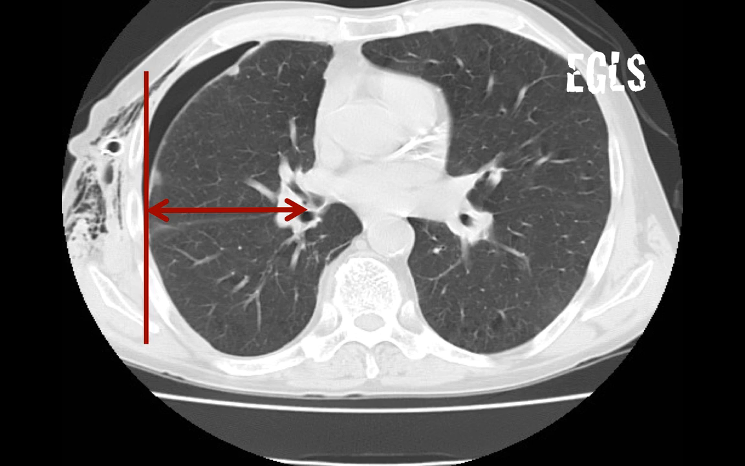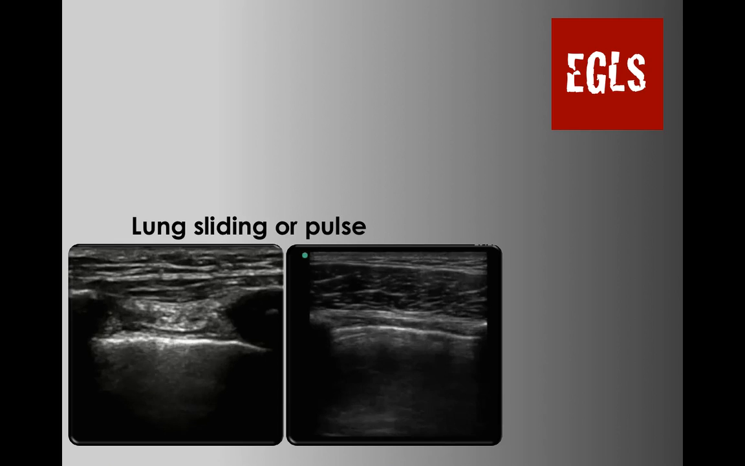If we actually look here, there's lung parenchyma from left to right. So imagine that AP chest x-ray. It would not be easy to see that pleural separation. You would need a much bigger pneumothorax for you to see that. And that's why it's a lot more sensitive to look at it with ultrasound.